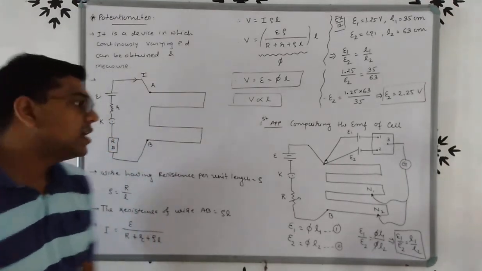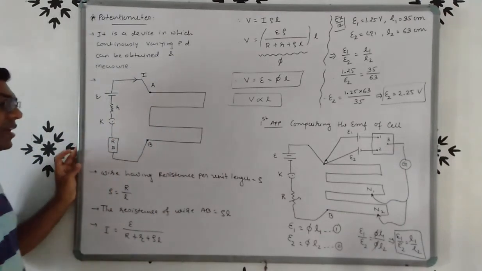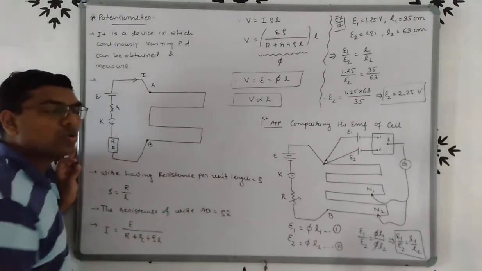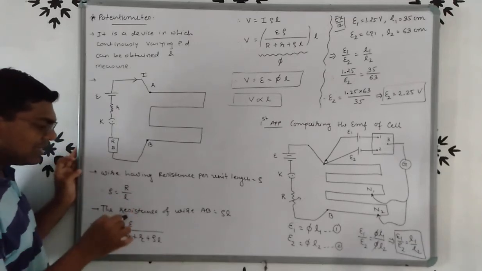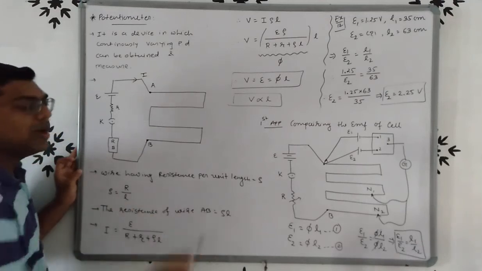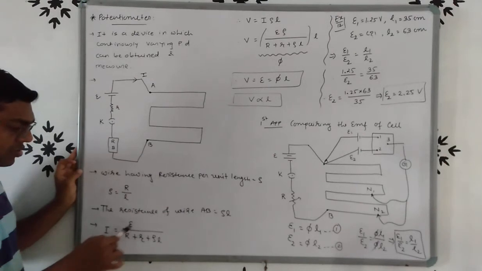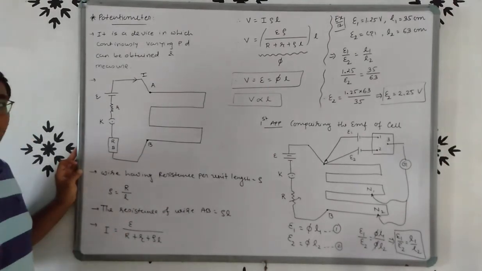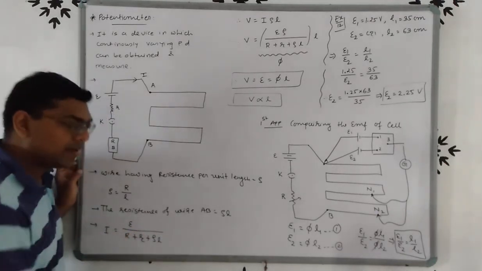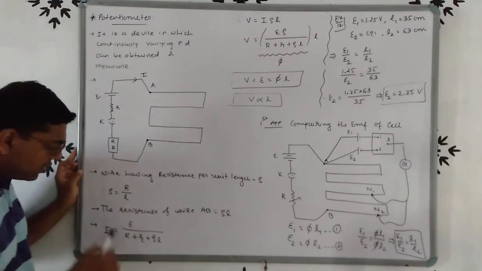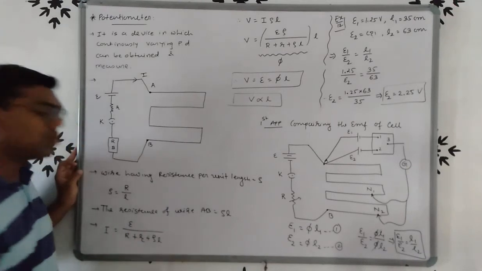First of all, we have to find out the current. We know that a wire having resistance per unit length is equal to rho. So rho is equal to resistance R upon length, so the resistance of the wire is rho into L. Now we know the formula I is equal to E upon capital R plus small r. But here there is another resistance, the resistance of the wire, which is rho L. So I is equal to EMF upon capital R plus small r plus rho L.